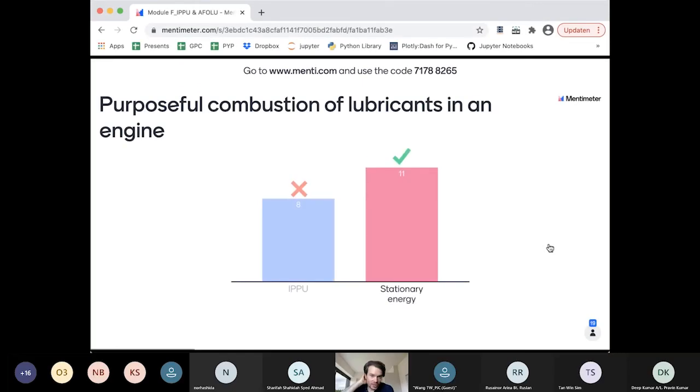Okay, this was a difficult question again, and the correct answer is stationary energy because it's the purposeful combustion. Whenever we combust something, we're burning something, and this is the intentional combustion of lubricants for a productive energy use in an engine. If the lubrication was used to coat something, then it wouldn't be combustion and it would be IPPU. But we're talking here about the combustion of a fossil fuel, and therefore it comes under stationary energy. So anytime we burn a fossil fuel for energy, it comes under stationary energy.